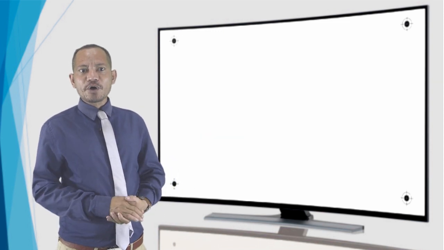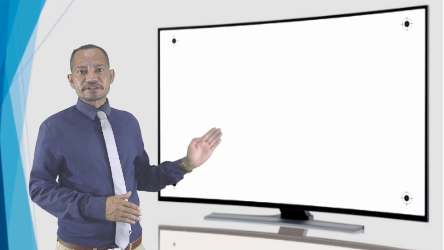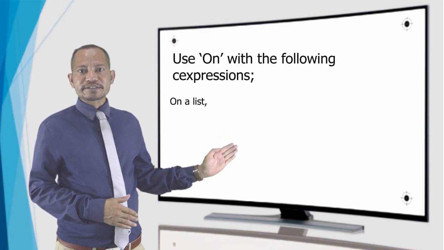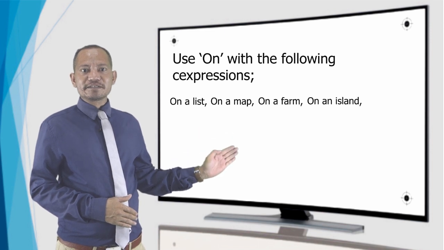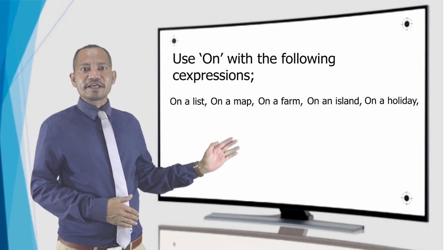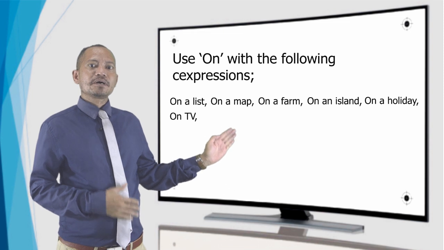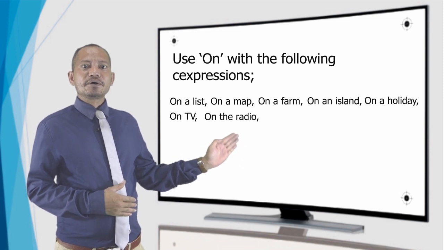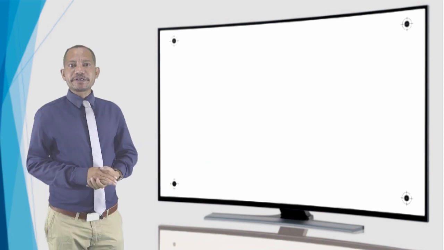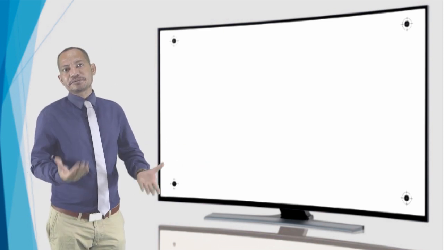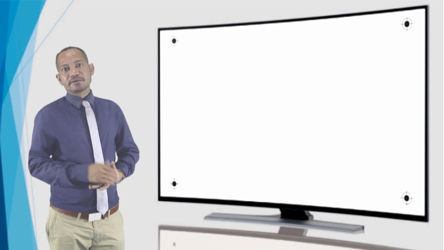And we use on with some of the following expressions. For example, on a list, on a map, on a farm, on an island, on a holiday, on TV, on the radio, on the internet, on the website, etc. These are three common prepositions of place and location.